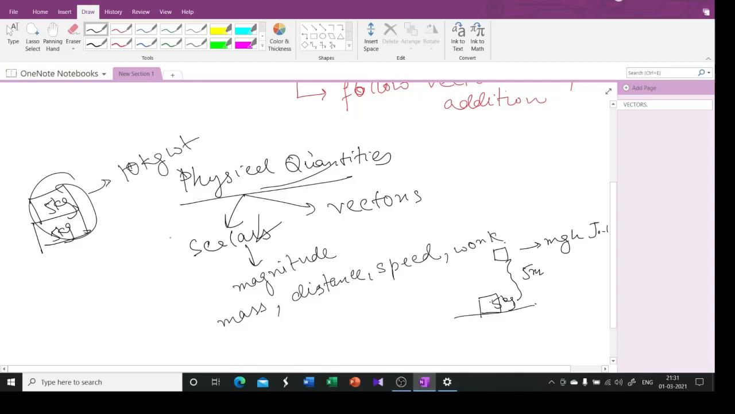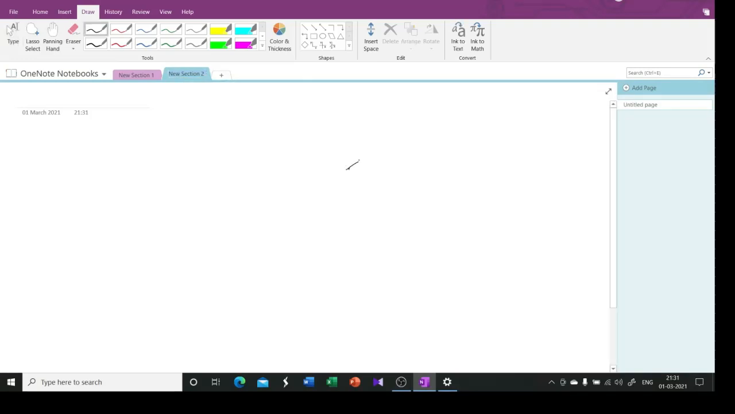Now problems arise when we deal with vector quantities. For example, take this thing. Suppose we have a ball. Now what we do is we apply a 5 Newton force to it in this direction. So obviously you are getting a sense of what's going to happen to the ball, right? It's going to start moving towards the right.